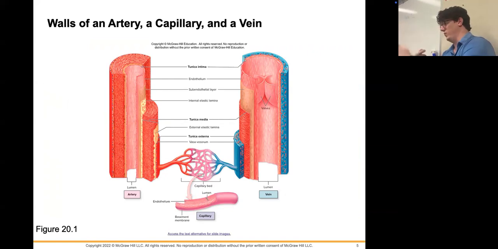Arteries carry blood away from the heart. That's it. Oxygen content doesn't matter when we're talking about arteries and veins. It's truly just direction of the blood flow. Away from the heart, it's an artery. If it's towards the heart, it's a vein.